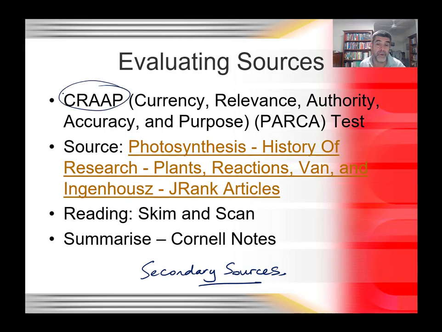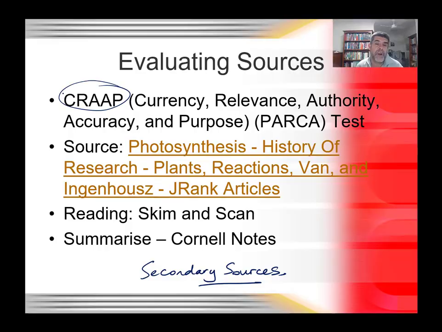So the first thing that we need to do is we need to put them through the CRAP test, or if you prefer, the Parker test. The key thing here is that we're looking to try and evaluate each of the sources based on their currency, their relevance, their authority, who wrote them, their accuracy, and their purpose. We do know that sometimes bias can creep into writing. There may be a reason why a particular position is being taken other than simply based on a review of the facts. So it's important that we go through this little checklist to make sure that we've got some things that we can look at.